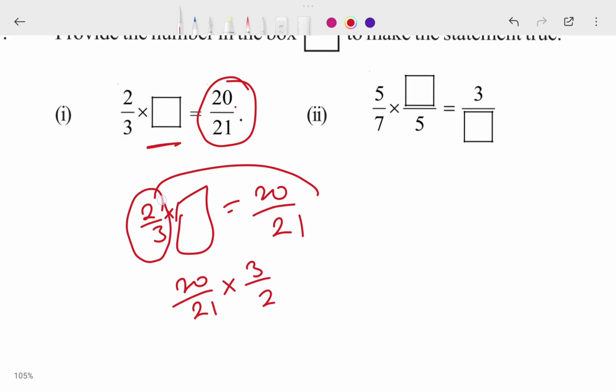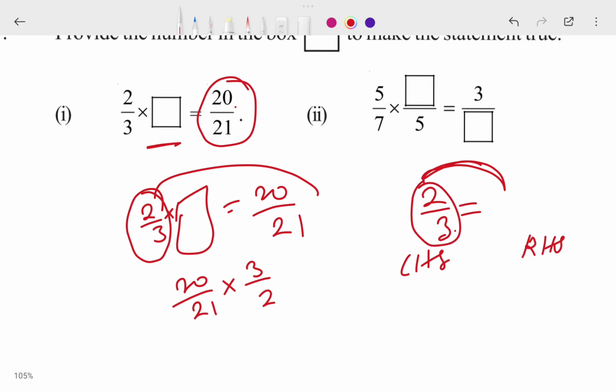This is 2 by 3, right? So the numerator, when it is above, is on the left hand side. This is the left hand side and this is the right hand side. When this number goes to the right hand side, it changes. The upper part becomes the lower part and the lower part becomes the upper part. In general, the numerator becomes the denominator and the denominator becomes the numerator.